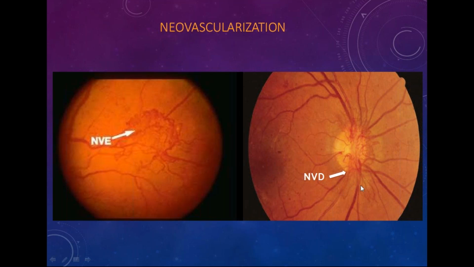They are appearing in the form of fronds. They are abnormal. Here also you can see these are all abnormal vessels. Neovascularization elsewhere. This is neovascularization of the disc. You have to do pan-retinal photocoagulation and intravitreal injections of anti-VEGFs, Avastin and Lucentis.